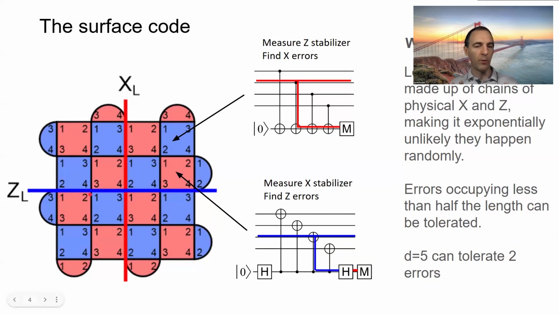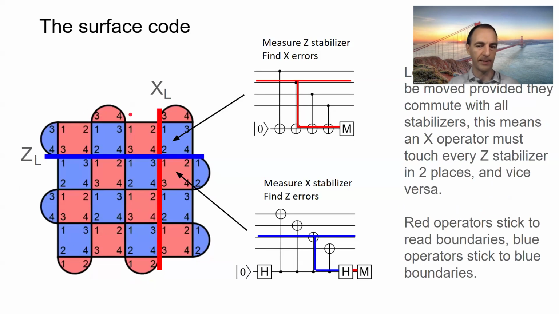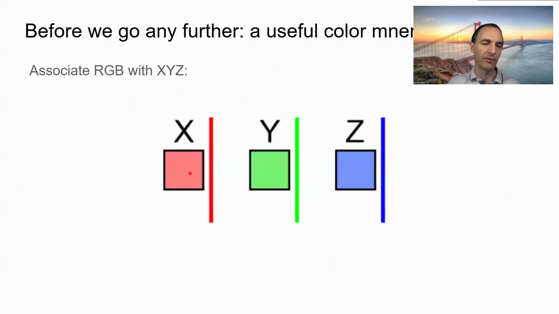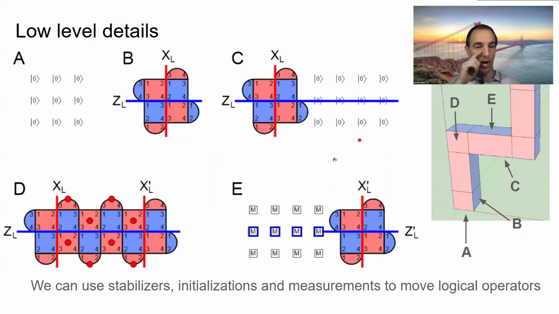And what I really want you to take away from this slide is the idea that these logical operators must stick to boundaries of the same color. So if we have a convention of color where we have RGB, red, green, blue, is equivalent to X, Y, Z, it's an easy way to remember things. Anytime you see something red, you know it's to do with X operators. An X boundary is where an X logical operator can end. A blue boundary is where a blue logical operator, a Z logical operator, can end. So why is that useful?